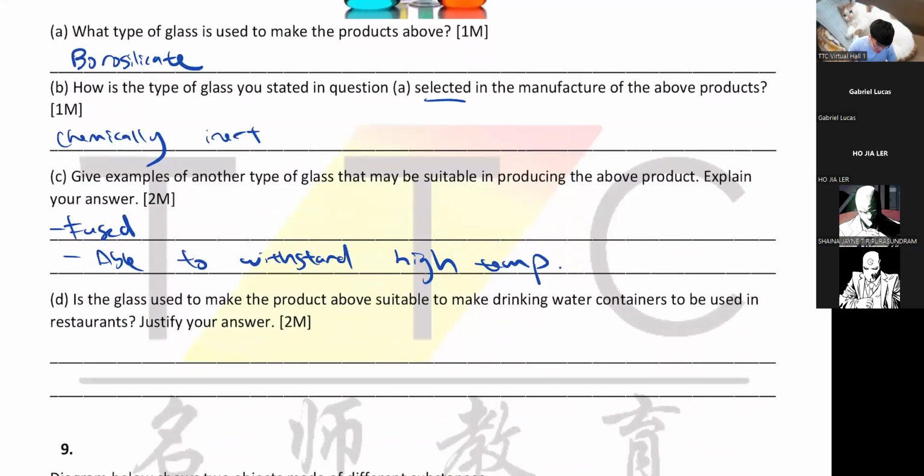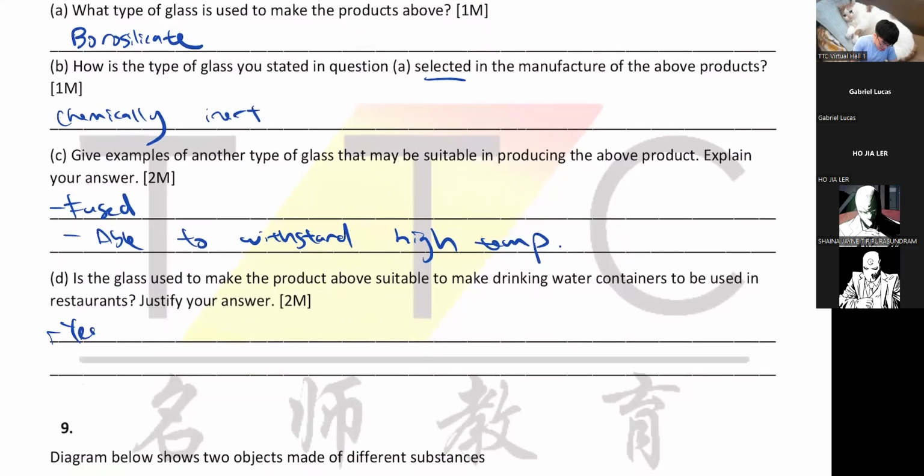Okay, so D, is the glass used to make the product above suitable to make drinking water containers to be used in restaurants? Okay, yes. You can use this because they are chemically inert. You can write the same thing. Okay, they will not react with anything.